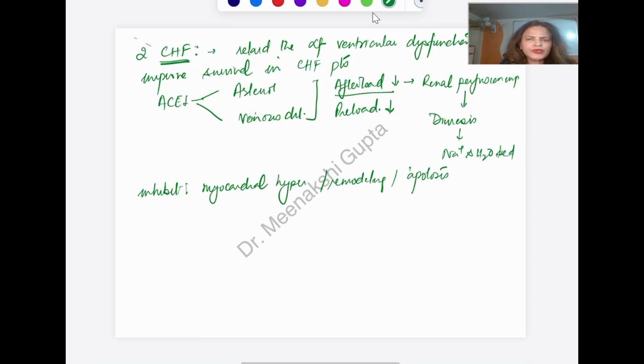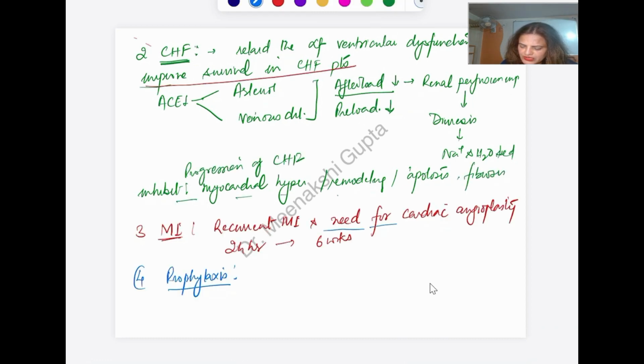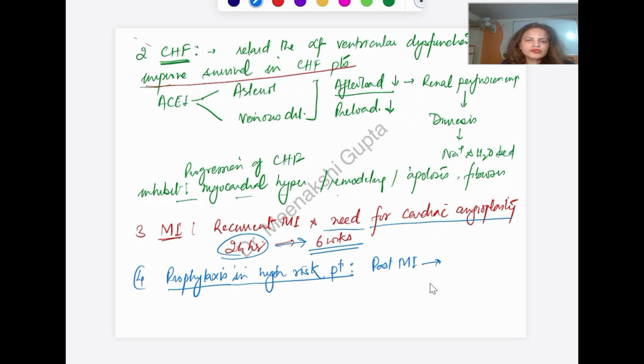Now, next one is myocardial infarction. That is more than enough, you must know why we are using it for this. Now, in myocardial infarction, it is going to inhibit recurrent myocardial infarction, and to prevent the need for cardiac angioplasty, and it has to be given within 24 hours and should be used for 6 weeks. Then prophylactically it is used in high risk patients. Okay, suppose in a post MI patient, or any patient with high risk, it is going to improve the endothelial function.